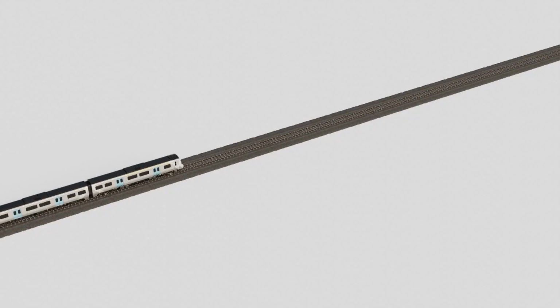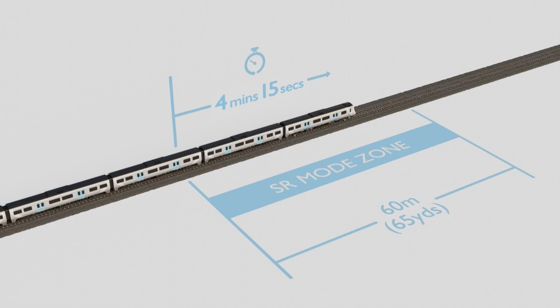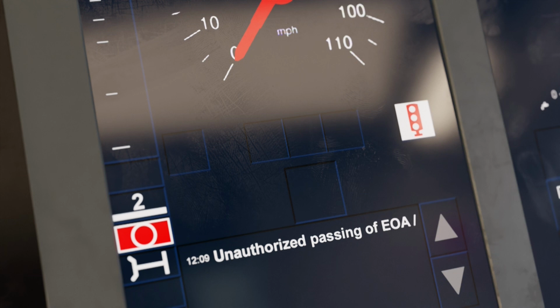Once selected, the onboard ERTMS equipment will disregard the first trip command received within a fixed distance of 60 meters or 65 yards, or within a fixed time of 4 minutes and 15 seconds from the point at which the override EOA is selected, whichever occurs first. Failure to use the override EOA will result in a train trip.